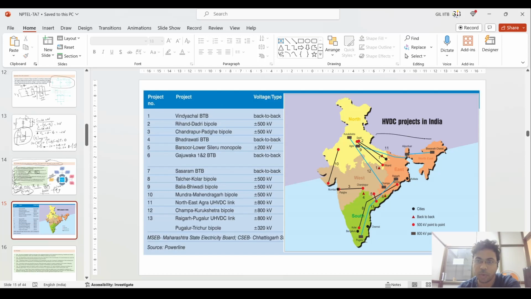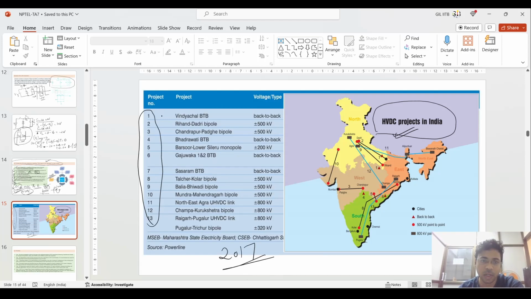So this is the figure I have shown of what kind of HVDC projects are there in India. If you see, mainly there are 13 HVDC projects in this image, from 2017. It is also an old image. This is merely a smaller number of the projects that are there.